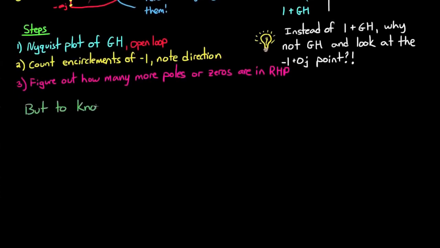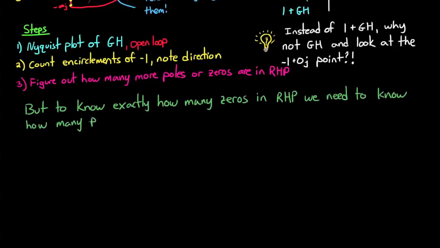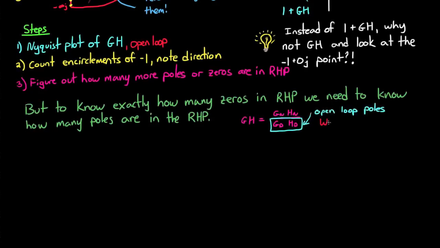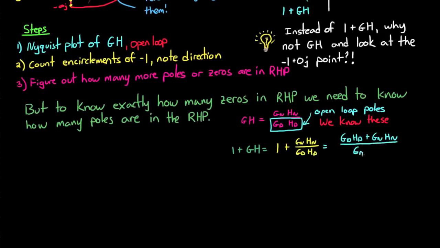But to know for sure whether there's a 0 in the right half plane, we first need to know how many poles are in the right half plane. Luckily, we usually know exactly how many poles are in the right half plane of 1 plus GH because it's the exact same number of poles in the right half plane as the open loop system GH. And since we usually have a good understanding of our open loop plant, then we already have that information.